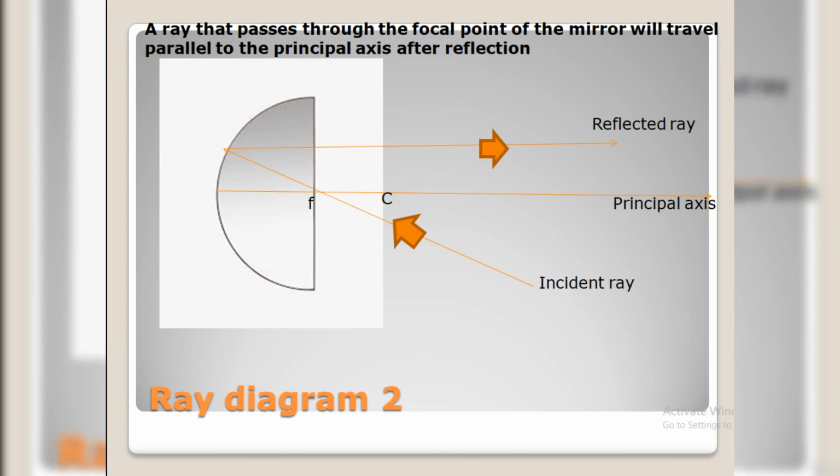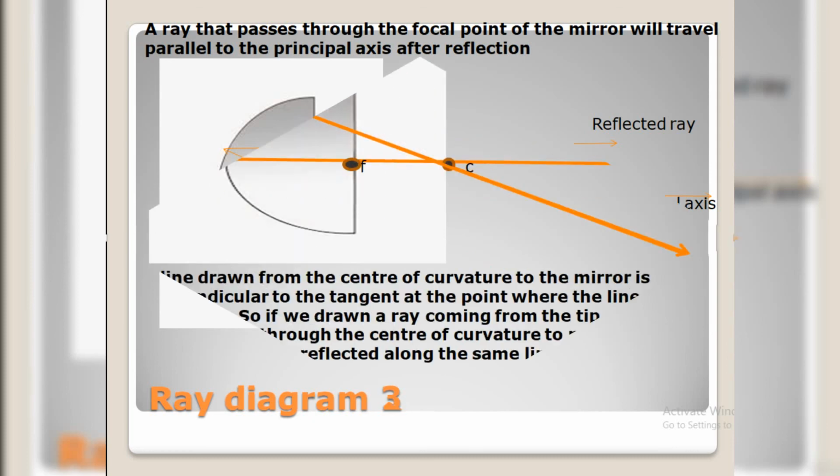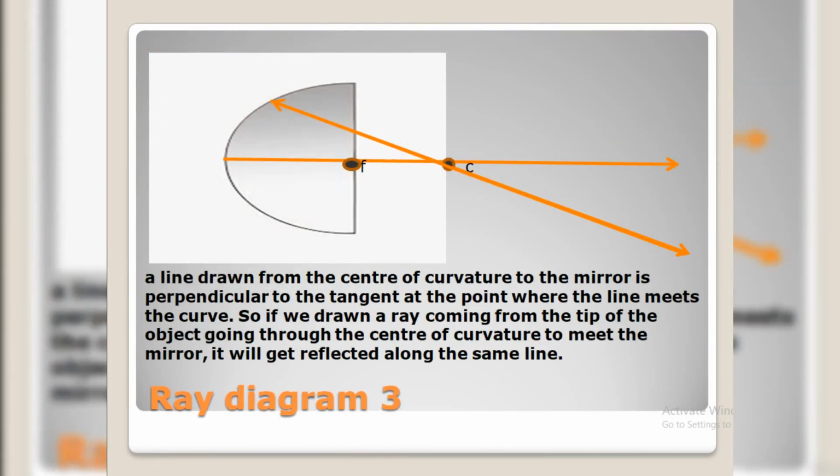Here we have to see how the second ray diagram is given. You see, the incident ray gets reflected after touching the mirror. After reflection, you see it passes parallel. And we are going for the third ray diagram, sir.